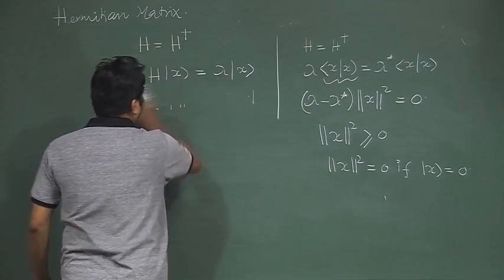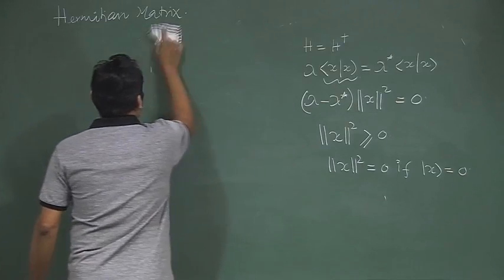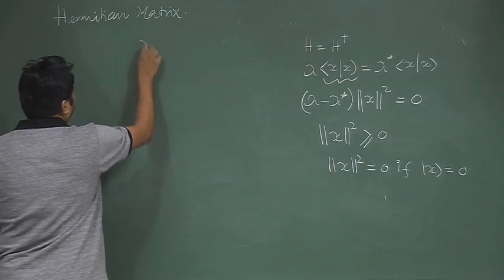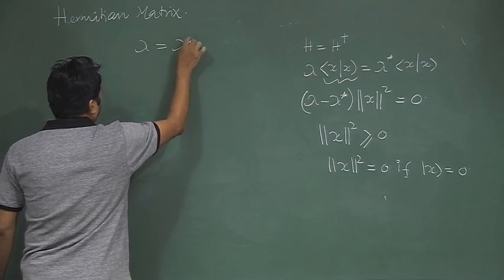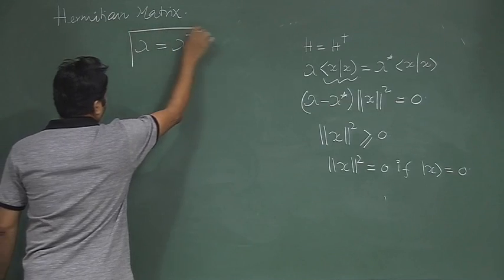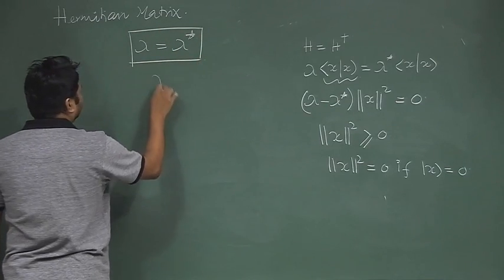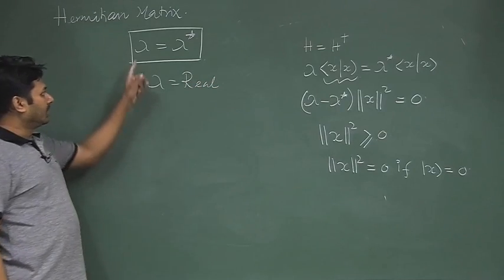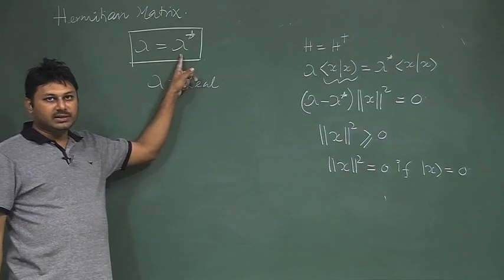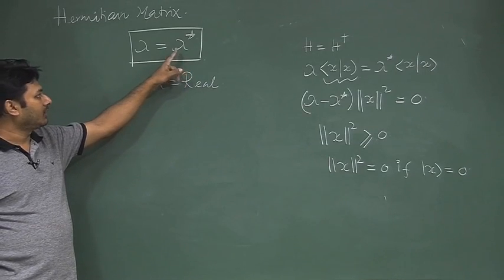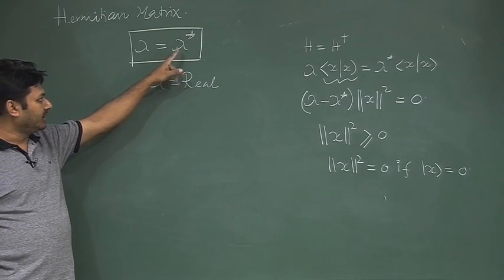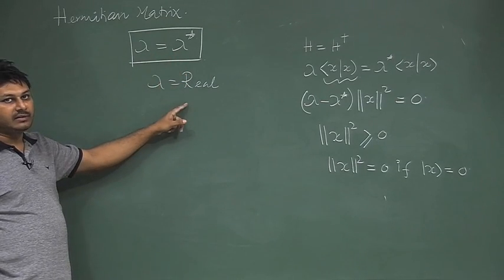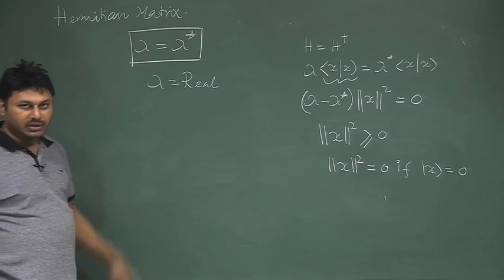So, from this logic, I can say that lambda must be equal to lambda star. Lambda equal to lambda star is nothing but lambda is real. A quantity which is equal to its complex conjugate is only possible when the imaginary part is 0, and here lambda is equal to lambda star, that eventually means lambda is a real quantity.